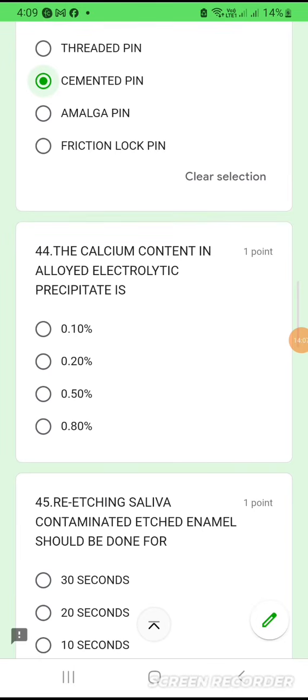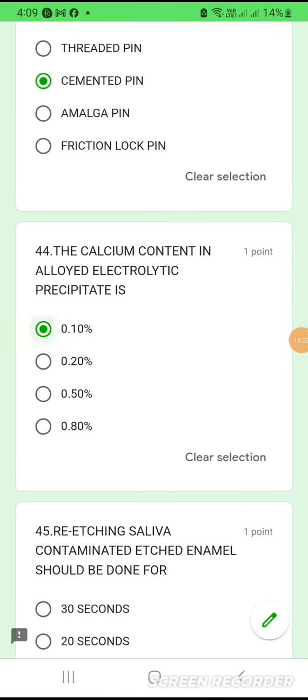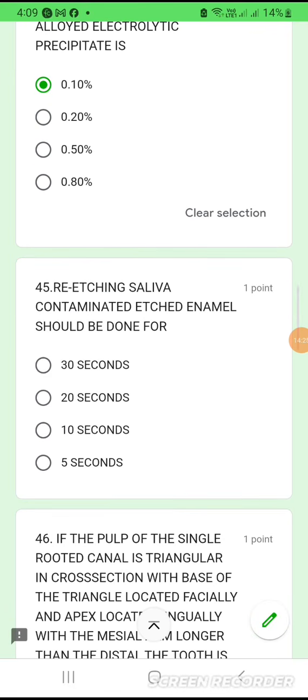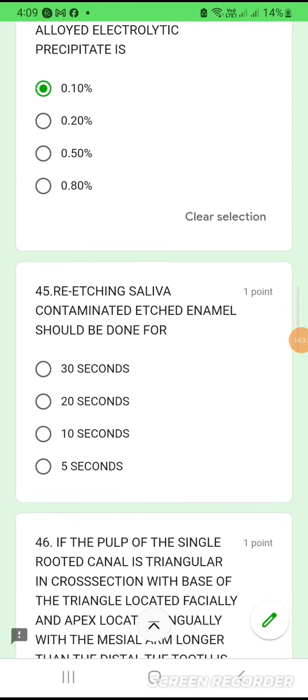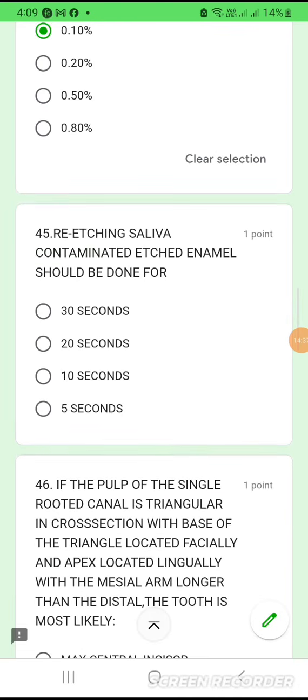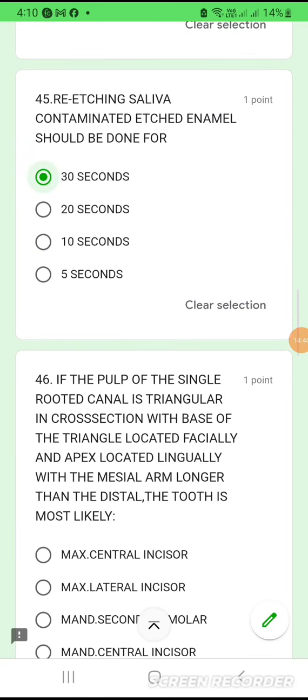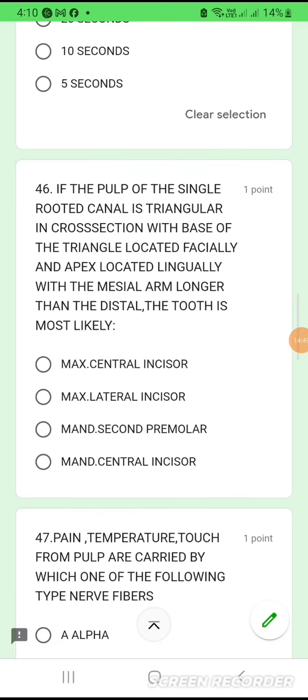Question number 44. How much calcium will be present in the alloyed electrolytic precipitate: 0.10%, 0.20%, 0.50%, or 0.80%? It is 0.10%. Next, re-etching after saliva contamination. Contaminated etched enamel should be re-etched. So you have to re-etch the tooth which has already been contaminated by the saliva. How many seconds will you etch? Around 30 seconds. Option A is the correct answer. 30 seconds re-etching must be done.